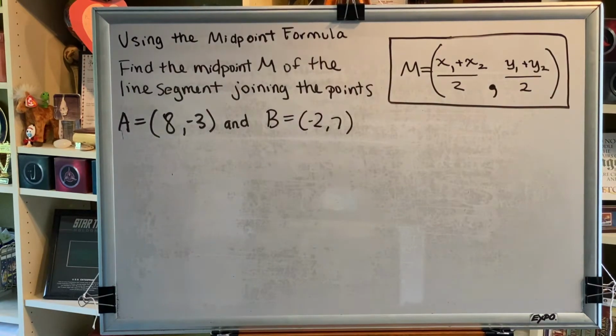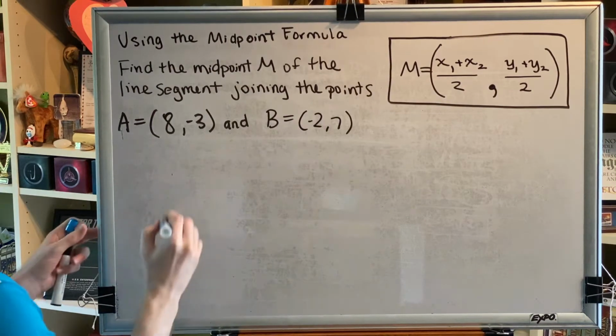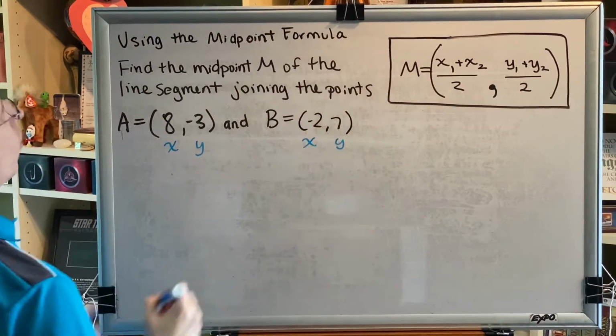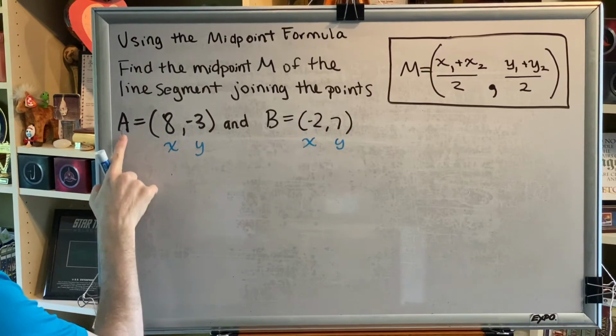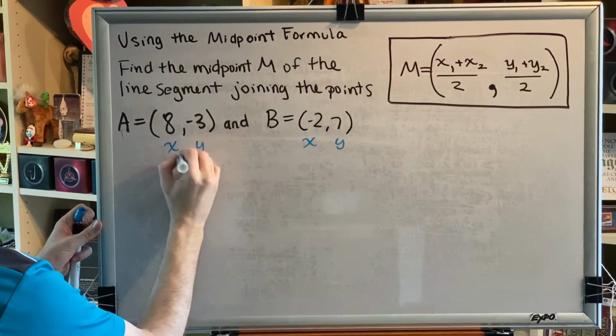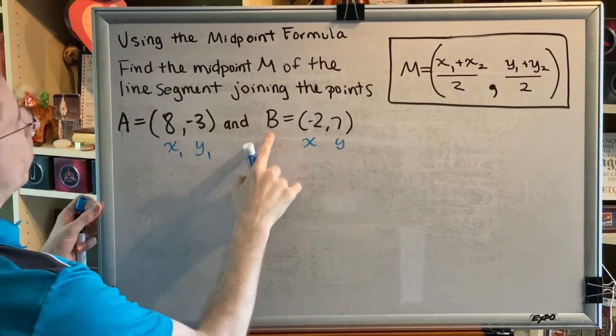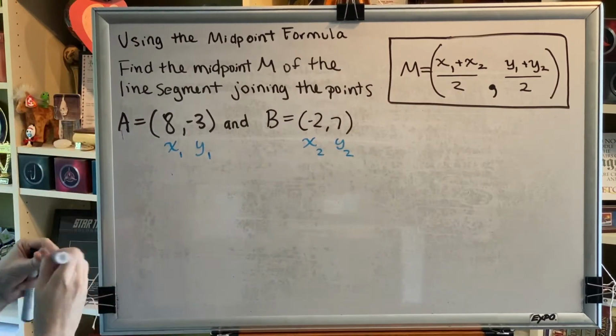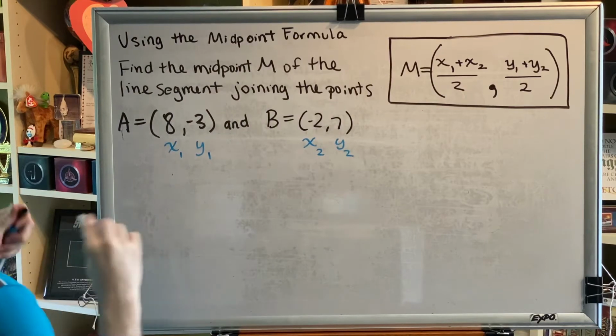Okay, the first step in solving a problem like this is to label the coordinates. So, both of those are ordered pairs. They have an x and a y. We're going to call point A our first point, which makes this an x1, y1, and point B will be our second point, which makes this an x2, y2. All right, now we can plug into our midpoint formula.